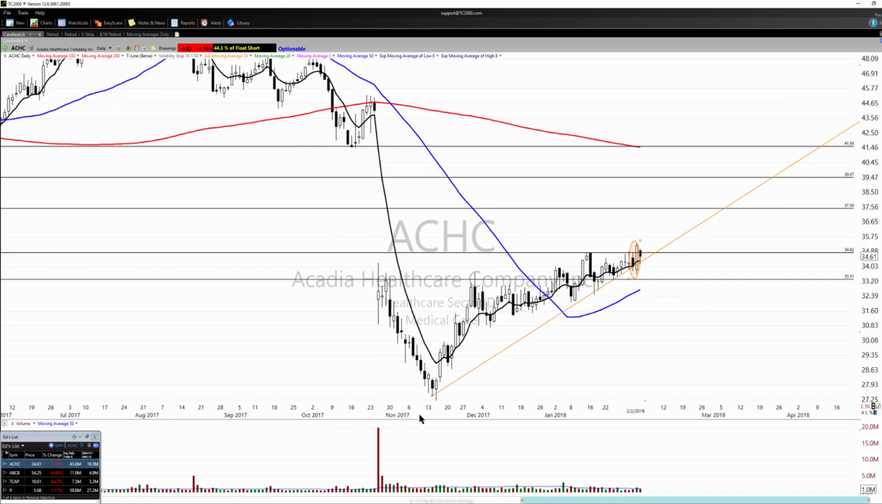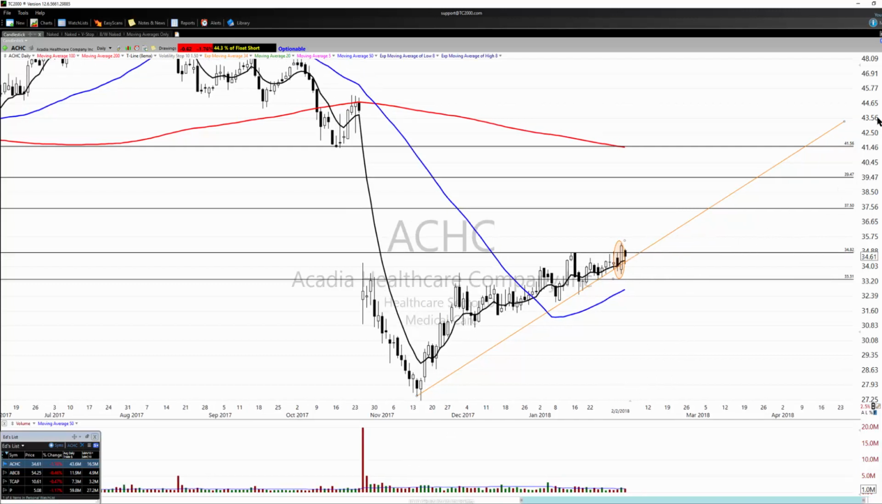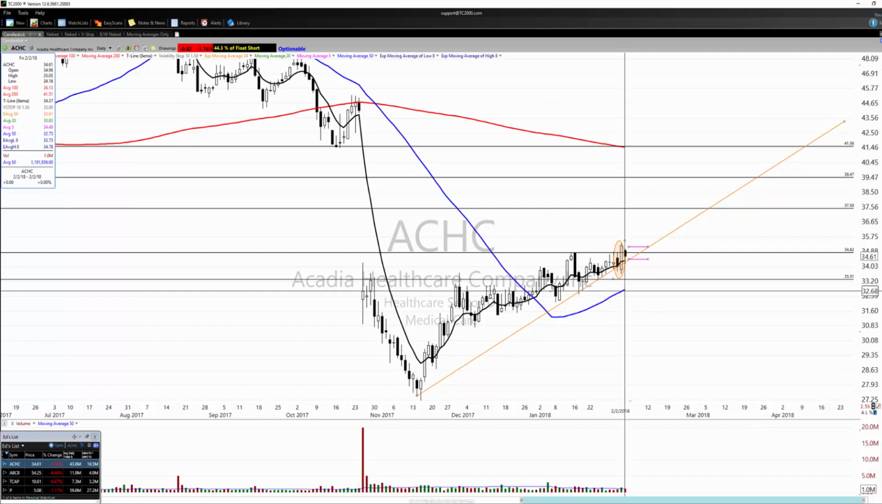Personally, I would be looking for some sort of signal that the bulls have stepped in. So I'm looking for something to buy in about there. I'm looking to put my stop someplace down here below this level. Right now the volatility stop tells me that it's at 33.80. So it's way down in here.